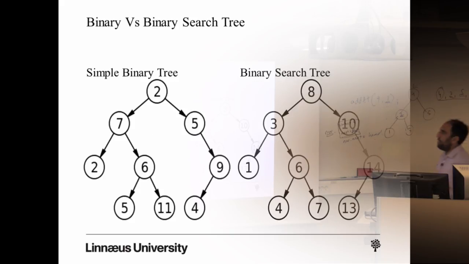Now here we have some trees. On the left side, we have a simple binary tree. Why is it a simple binary tree? Because 7 is greater, so it cannot be on the left side. It must be on the right side. Here, if you see, all the values on the left are less than the node itself. For example, here 4 is less, and all the values on the right are greater.